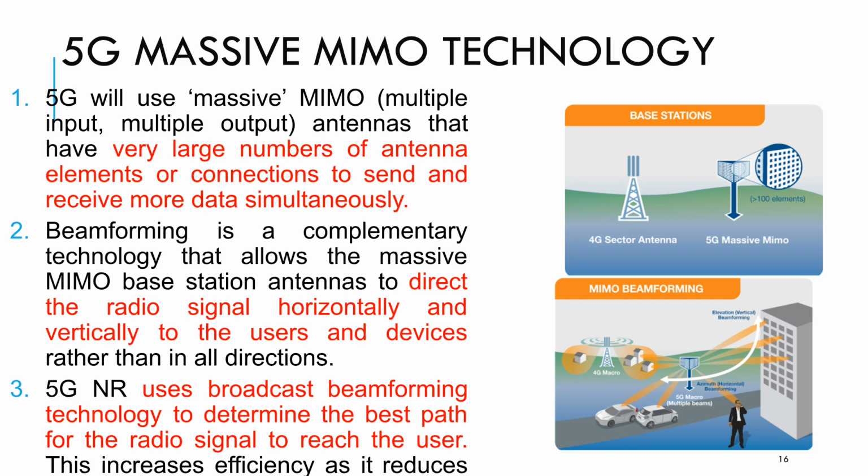5G Massive MIMO technology. 5G will use massive MIMO, multiple input, multiple output, antennas that have very large numbers of antenna elements or connections to send and receive more data simultaneously. Beamforming is a complementary technology that allows the massive MIMO base station antennas to direct the radio signal horizontally and vertically to the users and devices rather than in all directions. 5G NR uses broadcast beamforming technology to determine the best path for the radio signal to reach the user. This increases efficiency as it reduces interference, unwanted radio signals.